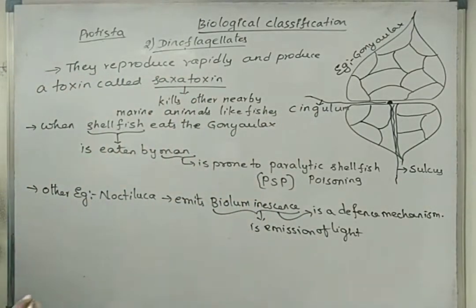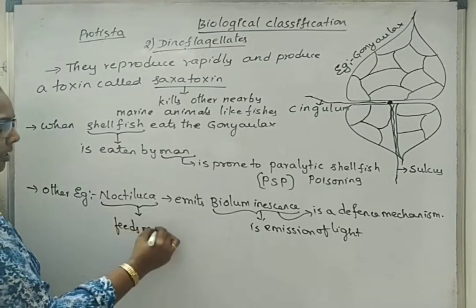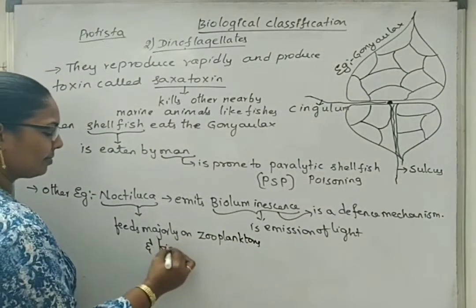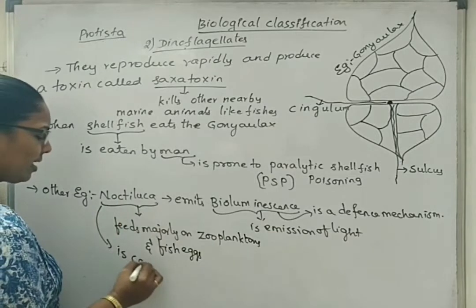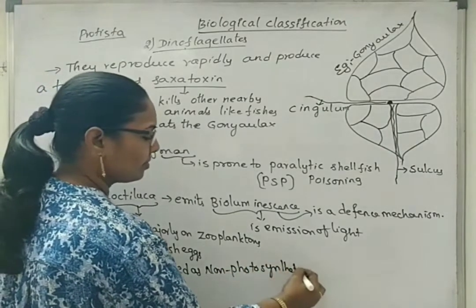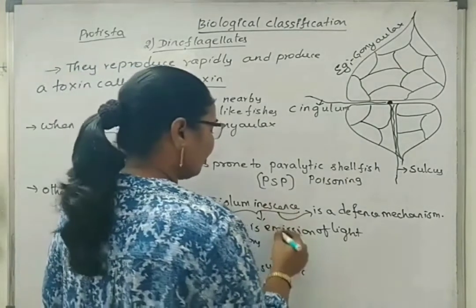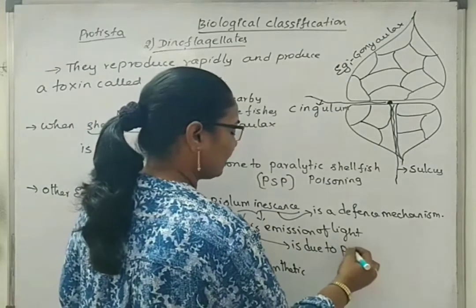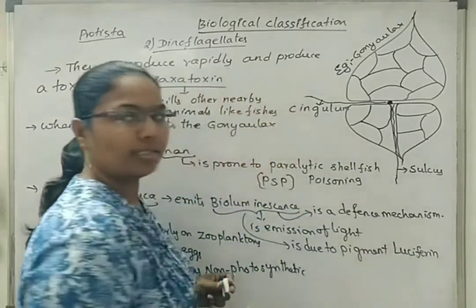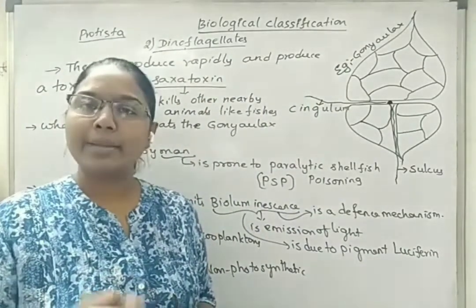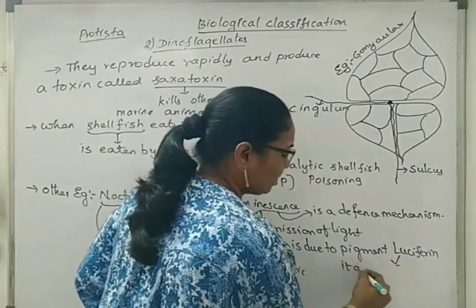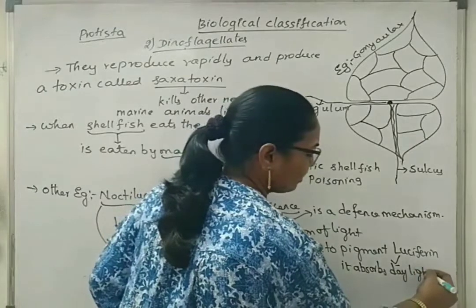Next, Noctiluca feeds majorly on zooplanktons and fish eggs. This is considered non-photosynthetic. Now, this bioluminescence is due to a pigment, or we can say a protein-like substance, luciferin. What does this luciferin do? It absorbs light during daytime and emits it during nighttime, so that at night Noctiluca emits light from its body.